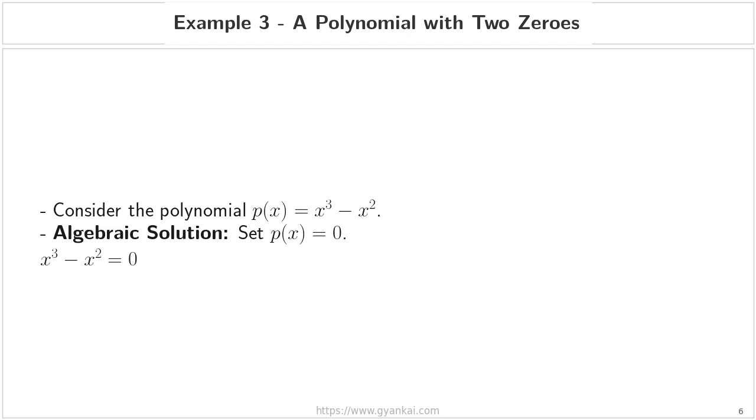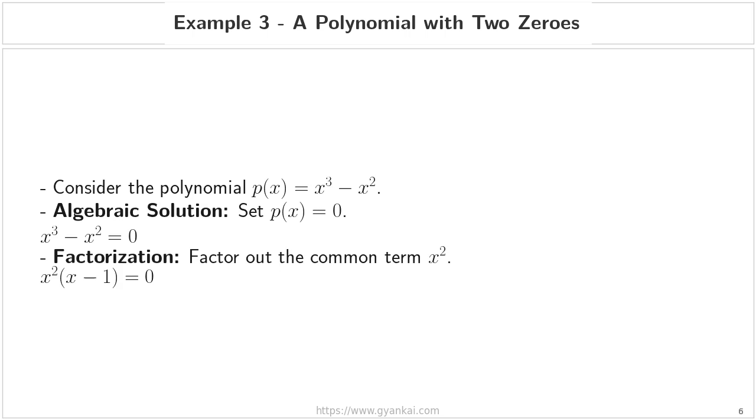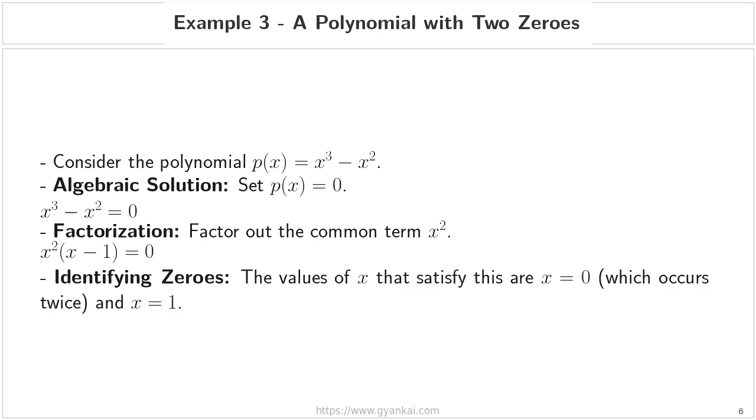First, for our algebraic solution, we start by setting the entire polynomial to 0, so x cubed minus x squared equals 0. To solve this, we need to use factorization. If you look closely at both terms, you'll notice they both share a common factor of x squared. So, we can factor that out, which leaves us with x squared, multiplied by the quantity x minus 1, all equal to 0. Now, from this factored form, we can identify our zeros.